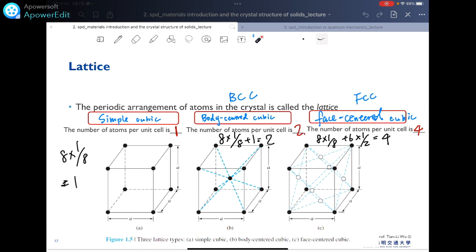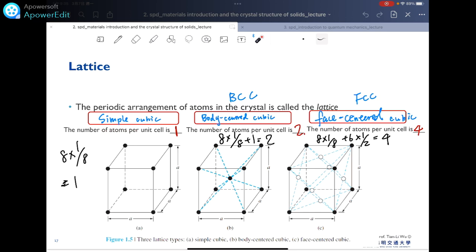And we have also discussed that there are three most common lattice structures in semiconductors. The first one is the simple cubic. The simple cubic has an atom at each corner of this lattice. In this way, we have eight corners, and each one only has 1/8, so the total number of atoms per unit cell is equal to one. That's the case for the simple cubic.